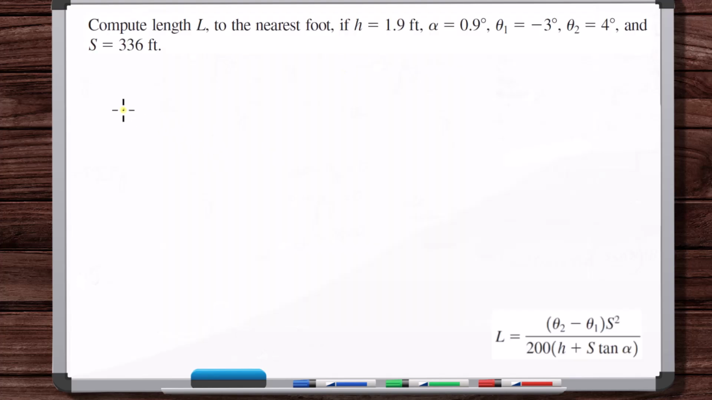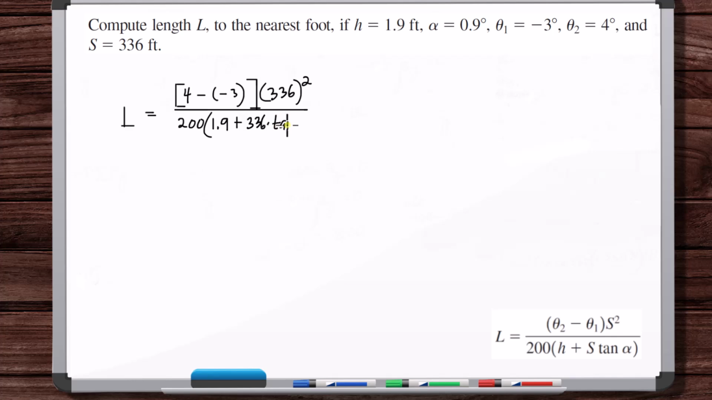So, all right, L is equal to theta 2, which is 4, minus theta 1. Okay, and then S is 336 squared. That's in feet. It specified that this was also in feet, so we don't have to convert anything to some other units. Then 200, H is 1.9 plus S times tangent of 0.9 degrees.